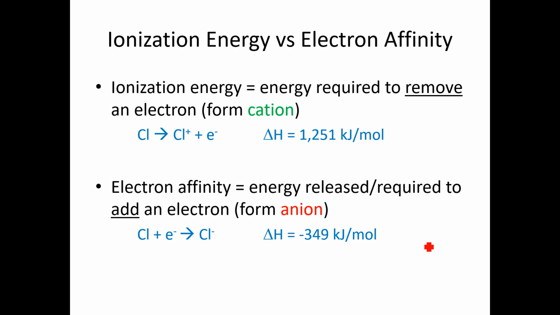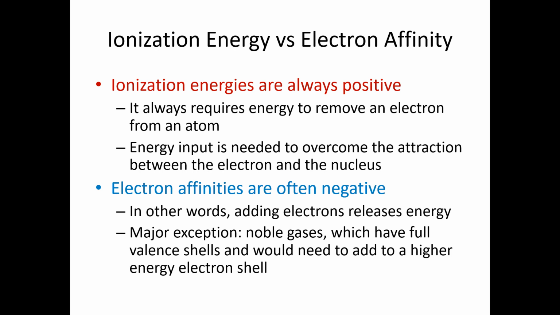So a lot of times electron affinity is actually negative. Adding an electron to an atom will actually release energy. When those electrons get close to the nucleus, that's actually a lower energy position, so energy is released. So that's another important difference as well. Again, ionization energies are always positive. Electron affinities can be positive or negative, but they're usually negative.